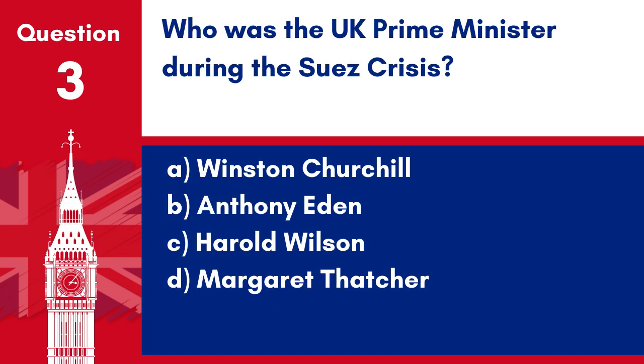Question 3. Who was the UK Prime Minister during the Suez Crisis? A. Winston Churchill. B. Anthony Eden. C. Harold Wilson. D. Margaret Thatcher.